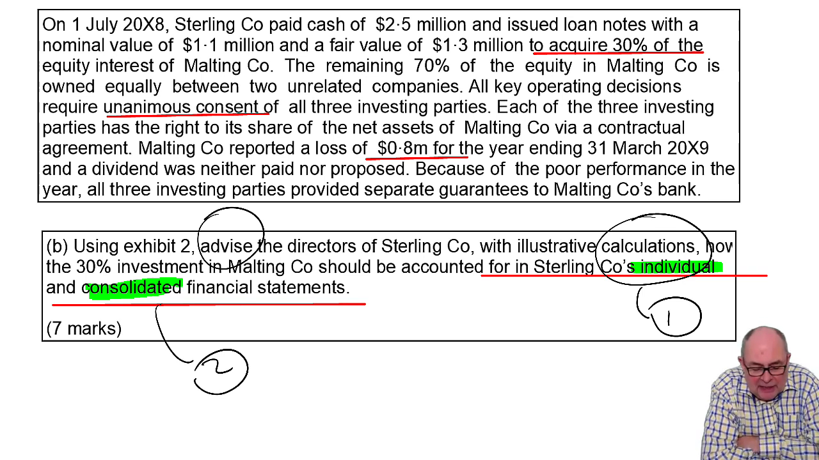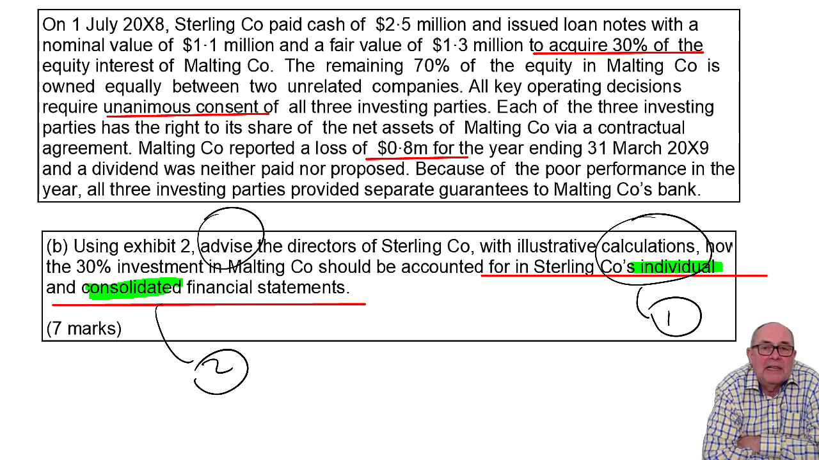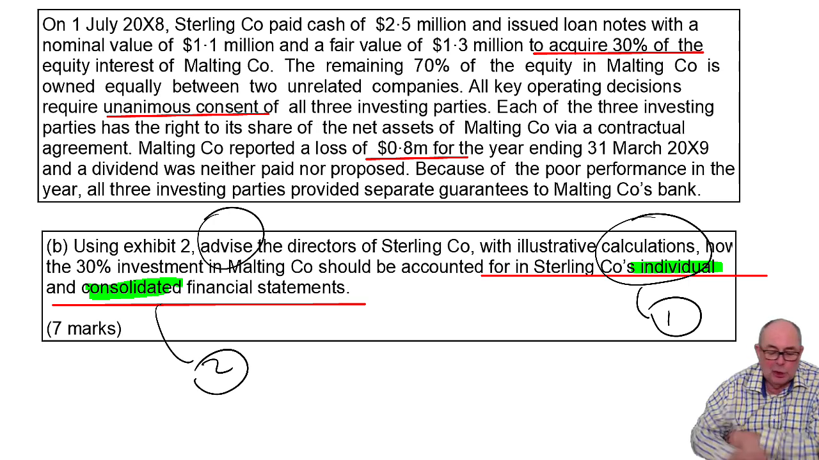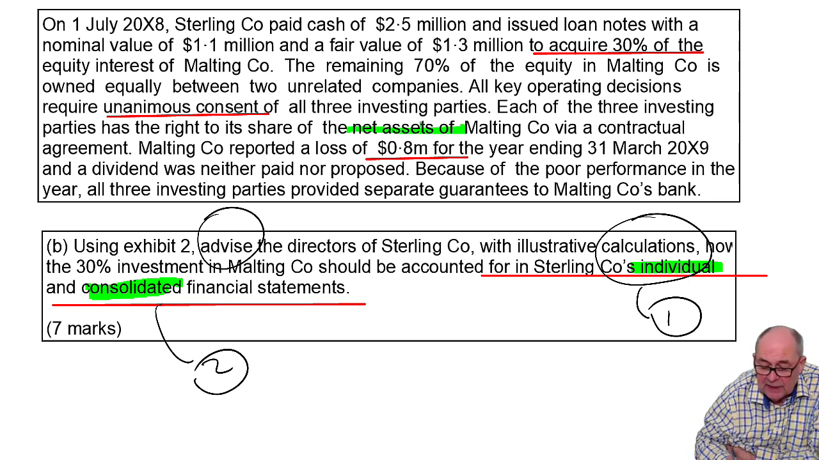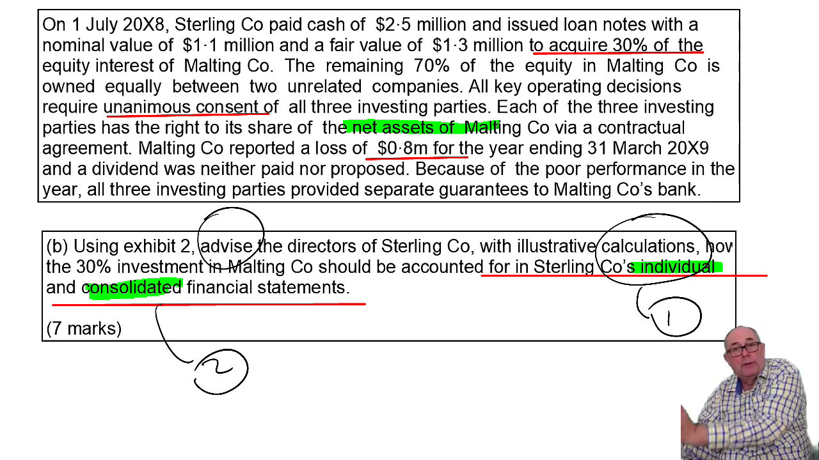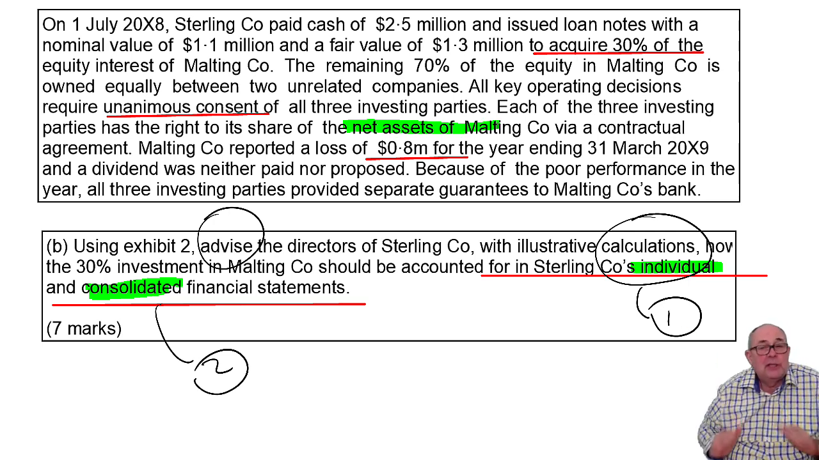We can see the magic words, can't we? Unanimous consent. That implies that each party has a right of veto. That therefore applies, it's a joint arrangement. So this is a joint arrangement. It seems to be a company. It's described as Malting Co. And the share that we have is in its net assets. So is it a joint operation or is it a joint venture?